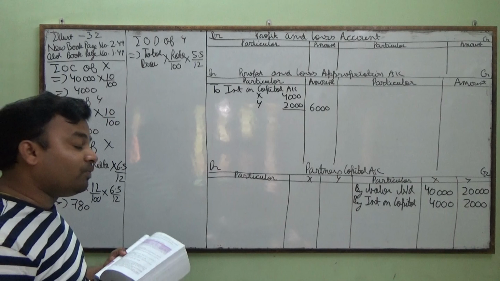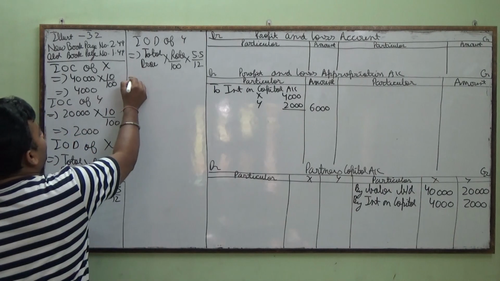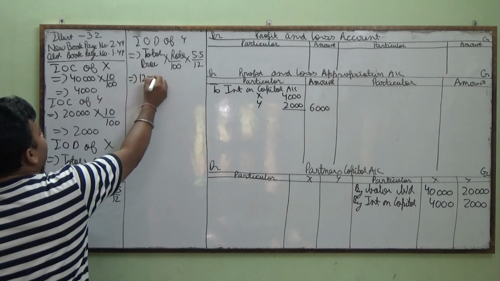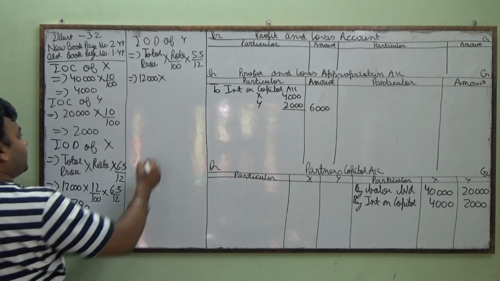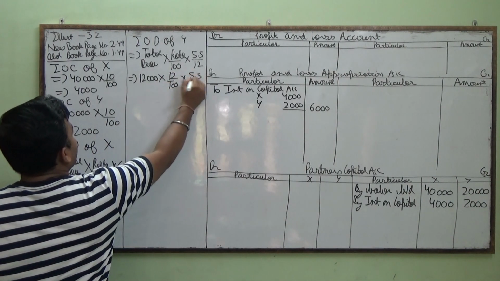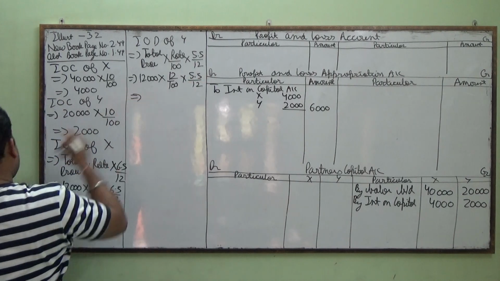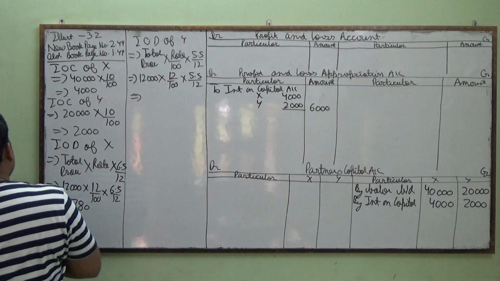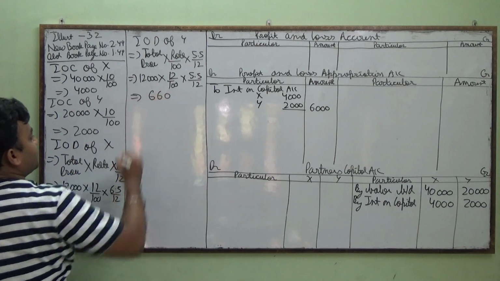The amount withdrawn is 1,000 per month. So total drawings during the year is 12,000, 1,000 into 12. Rate of interest is 12% into 5.5 divided by 12. Therefore, interest on drawings of Y is 660.